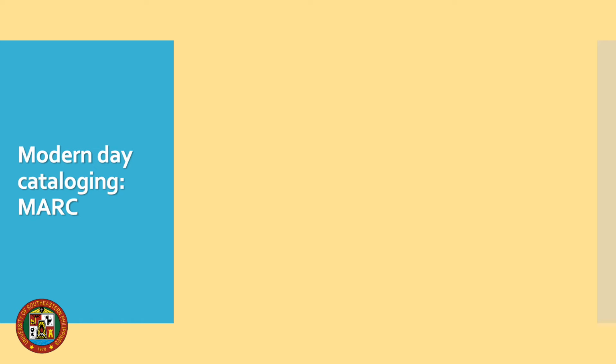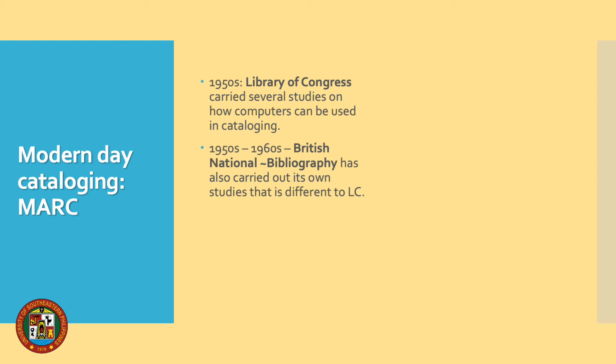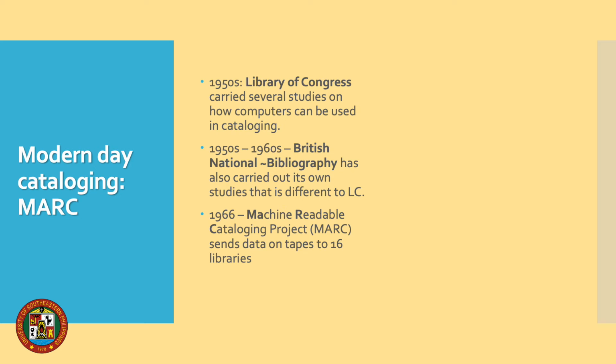Let's go back in time and reminisce the events that led to modern-day cataloging. In the 1950s, the Library of Congress carried out several studies on how computers can be used in cataloging. In the same period, the British National Bibliography carried out its own studies that were different from the Library of Congress. In 1966, the Machine Readable Cataloging Project, or MARC, sent data on tapes to 16 libraries. In 1968, LC and BNB formed MARC II and targeted the Anglo-American format. When you say Anglo-American format, it simply means American and British format.